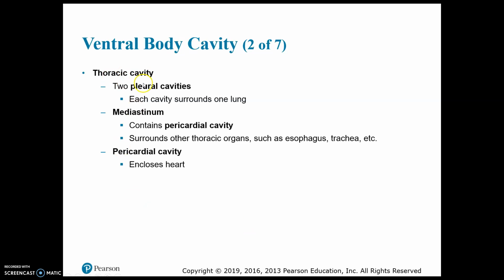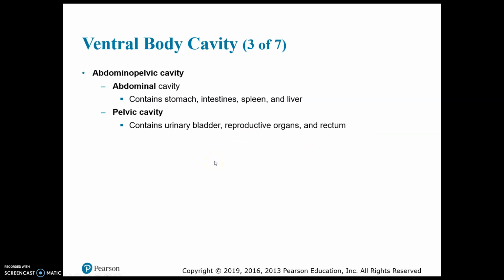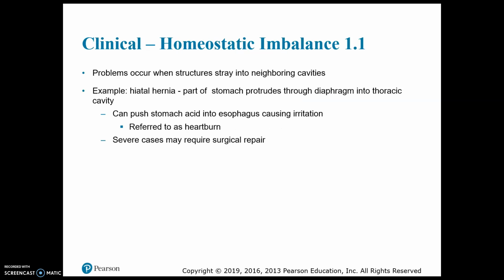So the thoracic cavity, again, contains the two pleural cavities, one for each lung. The mediastinum contains the pericardial cavity, which houses the heart, and other organs that are within the mediastinum are the esophagus and the trachea. The pericardial cavity encloses the heart. Abdominal cavity contains the abdominal organs like the stomach, the intestines, the spleen, and the liver. And the pelvic cavity contains the urinary bladder, reproductive organs, and rectum.